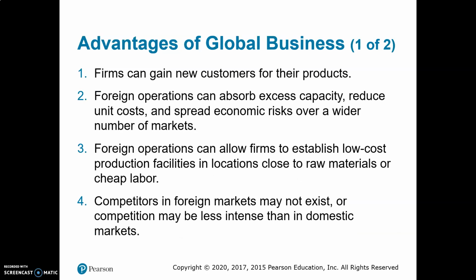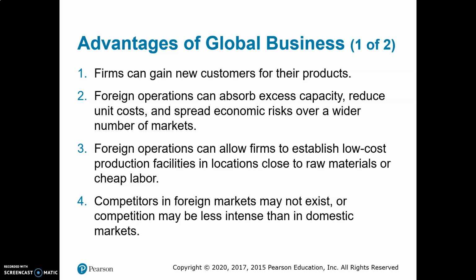So some of the advantages of global business are that we can get new customers. This would be considered market development in terms of our strategic management concepts. We can absorb excess capacity, reduce unit costs, and spread risk over a wider number of markets. So maybe we're producing something and we have some excess capacity, meaning we could produce more. We can enter into a new market, a new country, and try to eliminate that excess capacity.